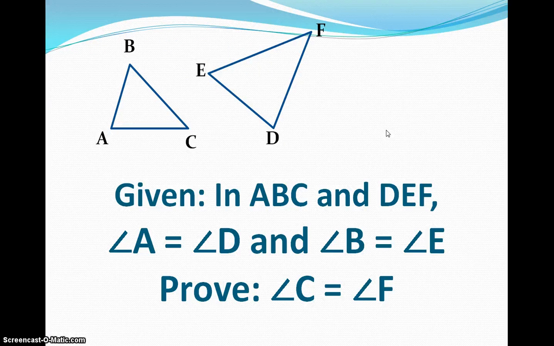Kind of a proof that's involved with that. So given that in triangles A, B, and C, and D, E, and F, angle A is equal to angle D, and angle B is equal to angle E, I want you to prove to me that theorem and that corollary is actually true, and basically proving that if I know that these two are equal, then I know that the last set would be equal as well.